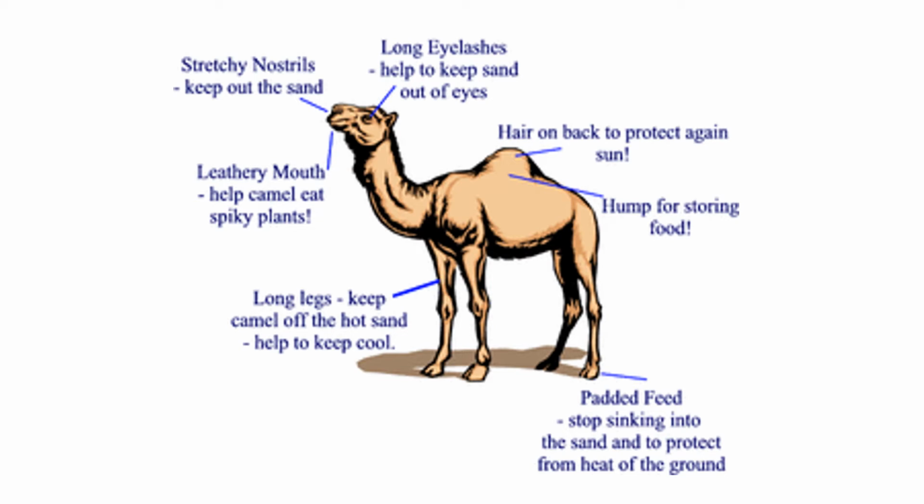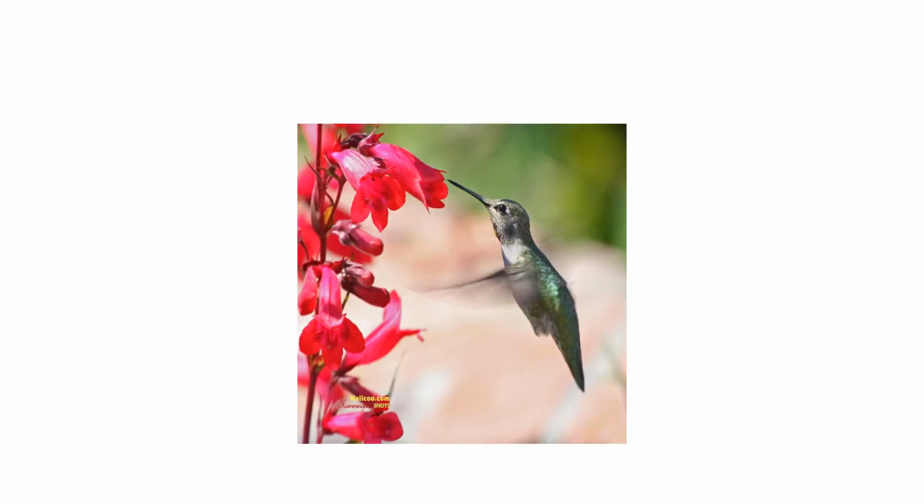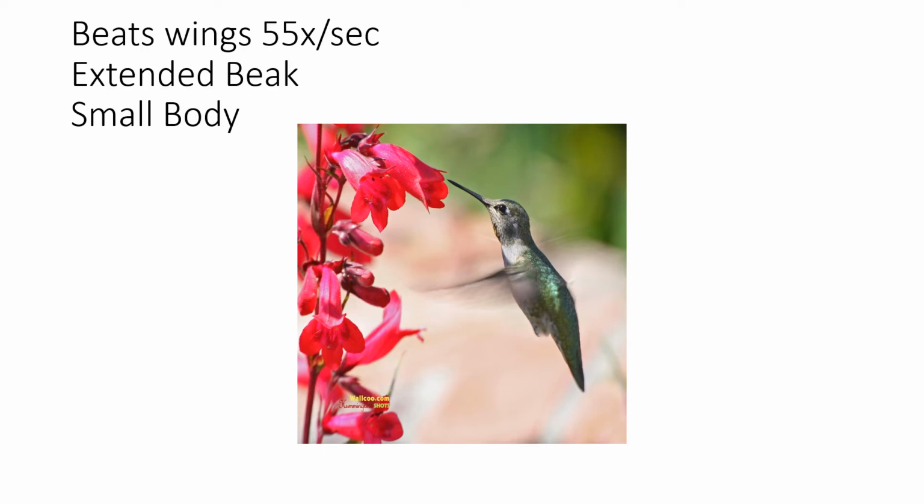If we look at this picture of this hummingbird eating out of the flower, there's a lot of adaptations that I'm looking at over there. One of them, well, they can beat their wings really fast. 55 times a second is stupidly fast. That allows hummingbirds to do that hovering thing that they do.